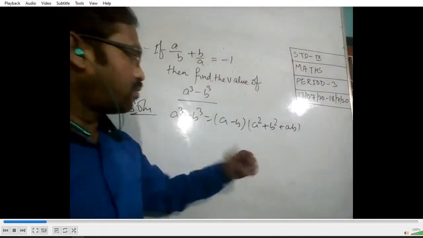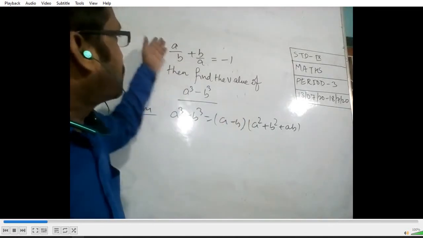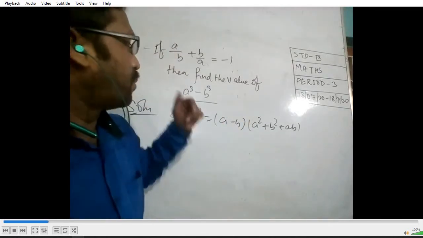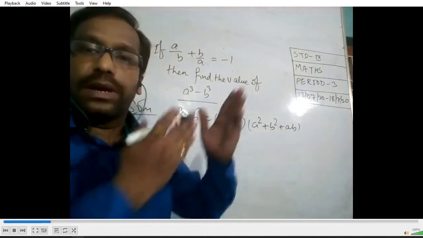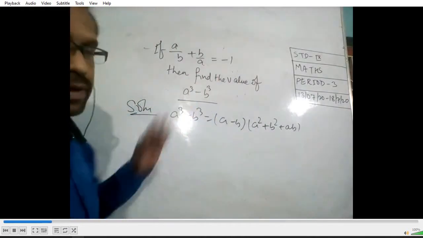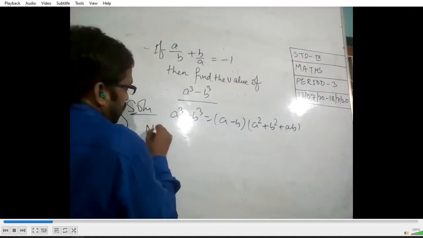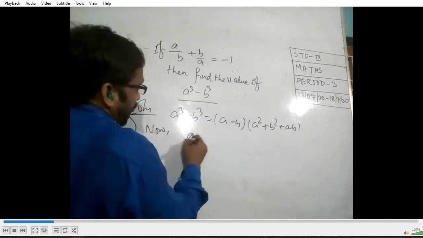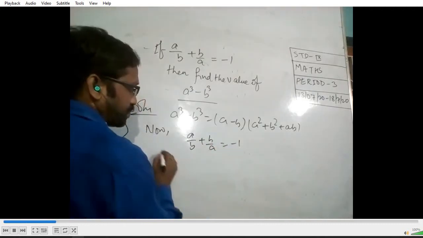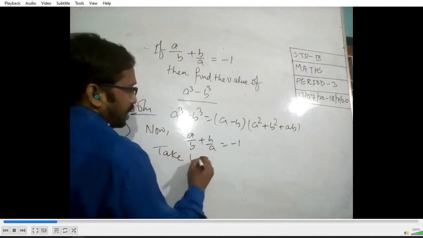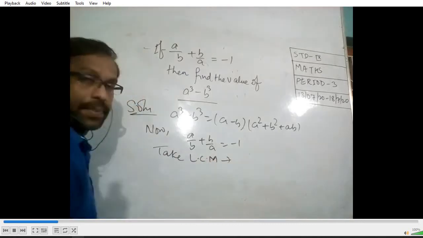We have to find this value. Now they have given us a by b and b by a. They have not given us a minus b or something else. So now we go to the hint that they have given. Now we can say a by b plus b by a is equal to minus 1. Take the LCM.